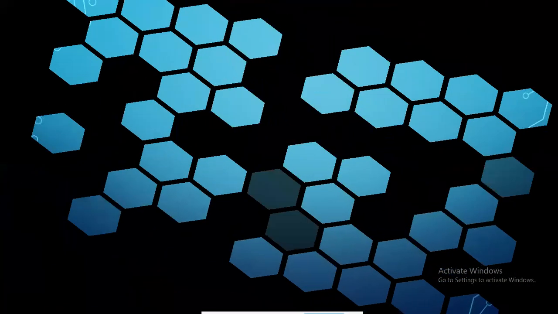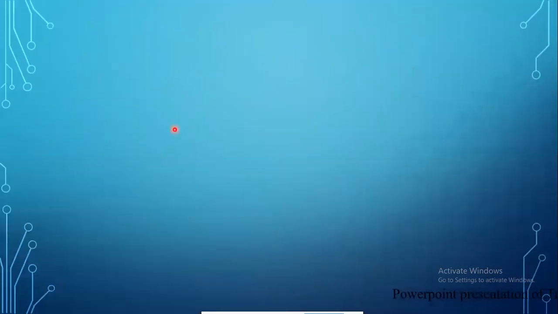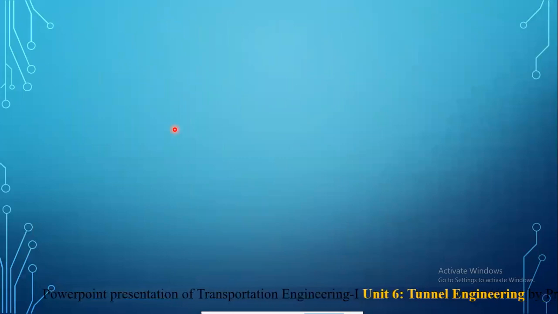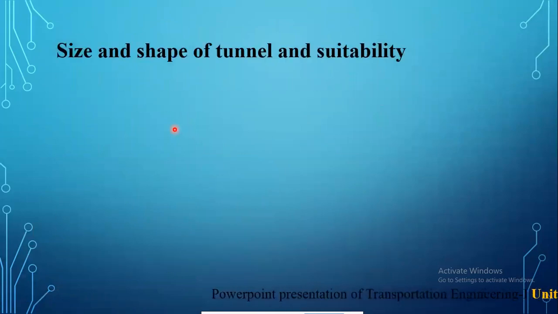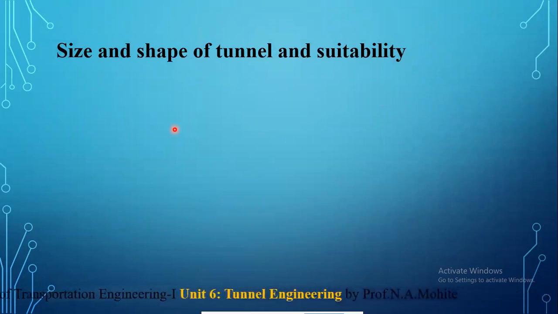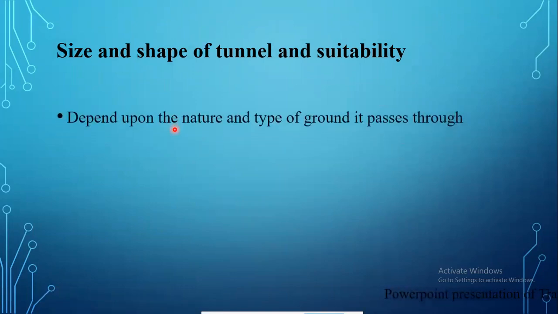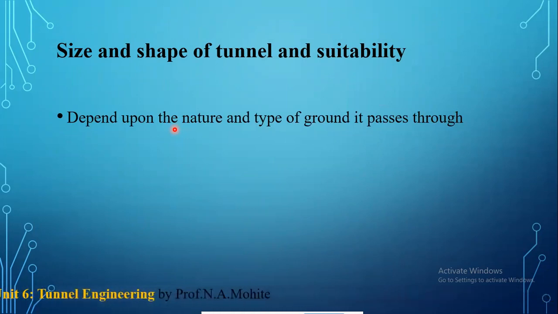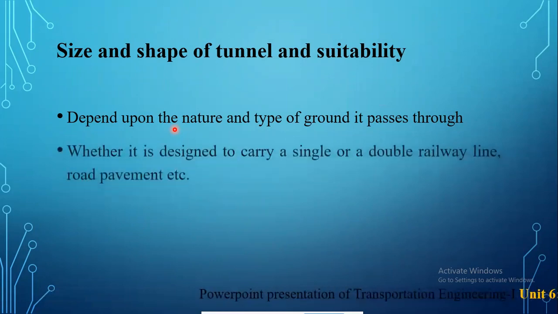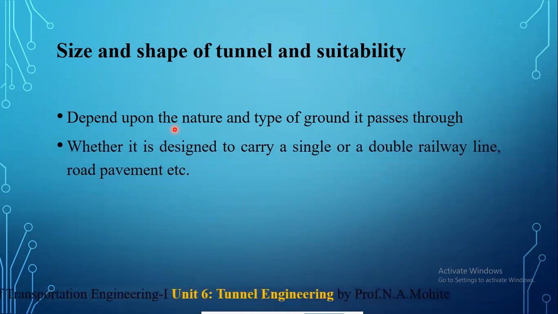Moving further, now we know what the classification is and how it is done, but a question arises: what should be the size, or exactly what type of shape of the tunnel should be adopted for a particular purpose? So that is what we are going to discuss here, the size and shape of tunnel and suitability. The size and shape of the tunnel depends upon the nature and type of ground through which it passes, and also whether it is designed to carry a single or double railway line, road pavement, sewer line, etc.